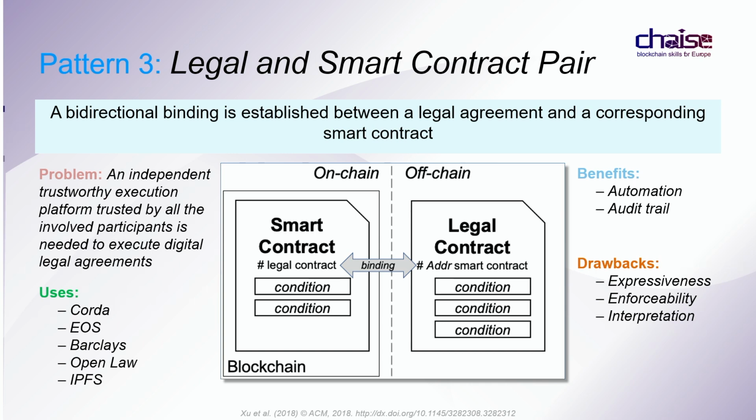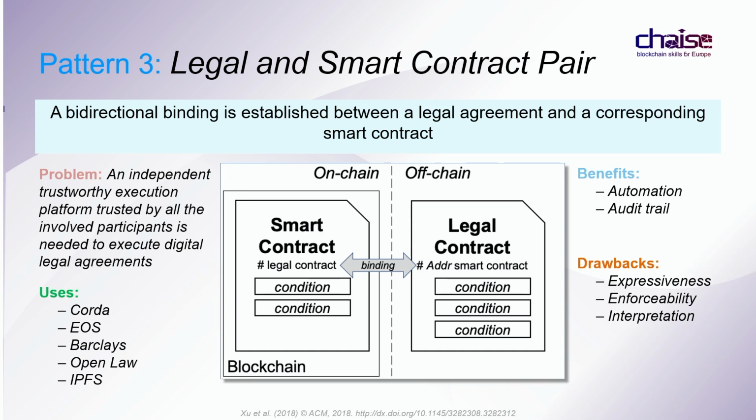Benefit: automation. Some of the conditions defined in the legal contract, for example, a conditional payment, can be automatically executed or enforced by blockchain. Audit trail. Blockchain permanently records all historical transactions related to the legal contract and the smart contract.